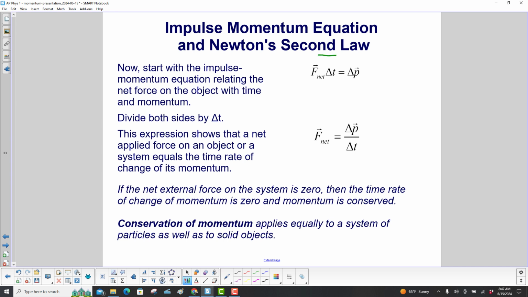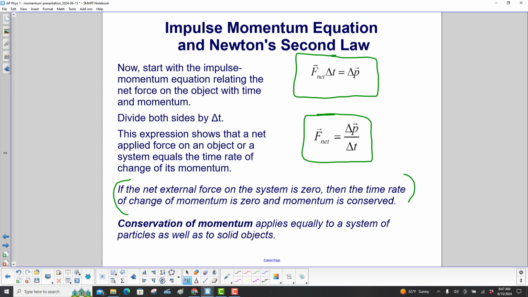Now start with the impulse momentum equation, relating the net force on the object with time and momentum. Divide both sides by delta t. This expression shows that a net applied force on an object or a system equals the time rate of change of its momentum. If the net external force on the system is 0, then the time rate of change of momentum is 0 and momentum is conserved. Conservation of momentum applies equally to a system of particles as well as to solid objects.